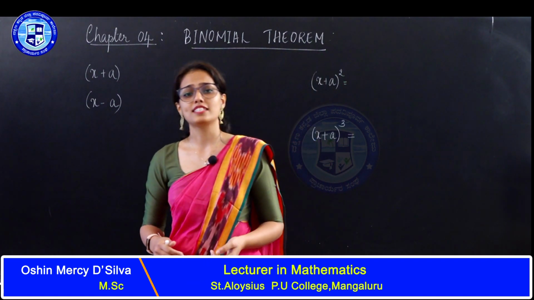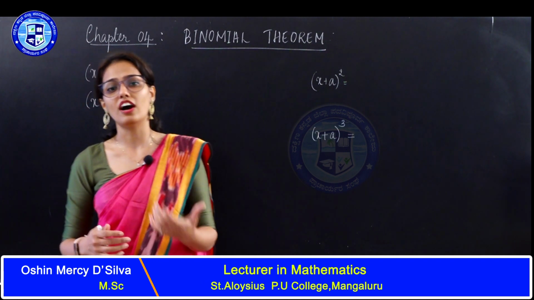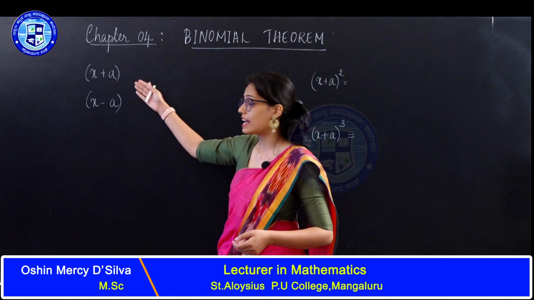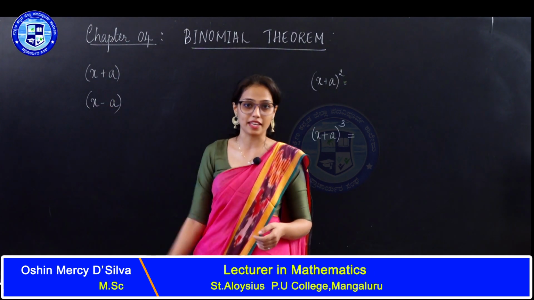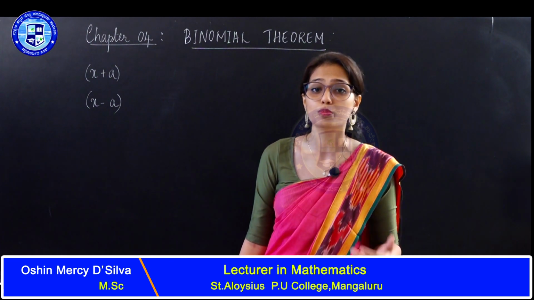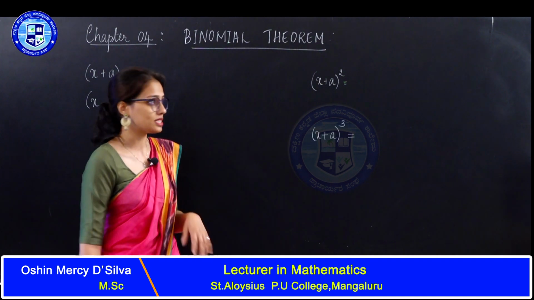In our lower classes, we have studied what binomials are. Binomials are the algebraic expressions having two terms. For example, x plus a, x minus a. And we have also studied to find the squares and cubes of these binomials using the method of repeated multiplication.